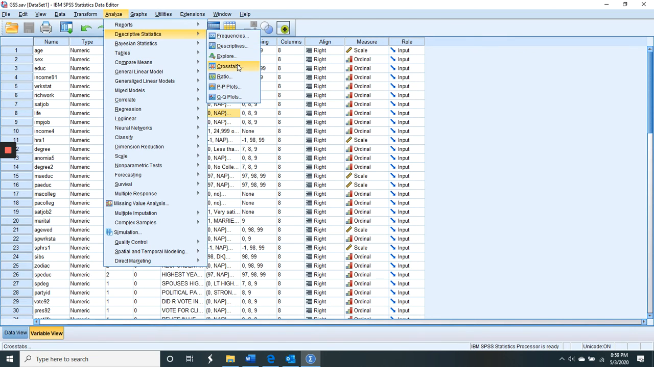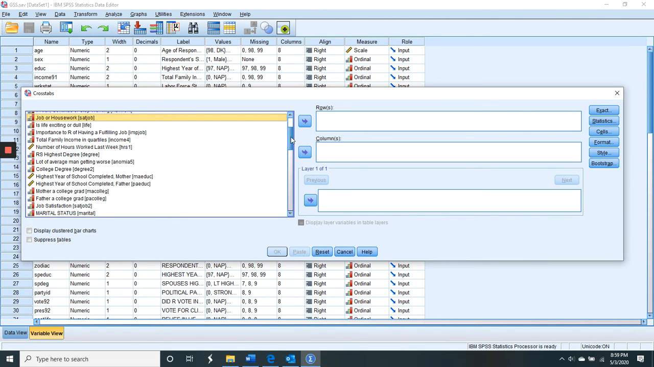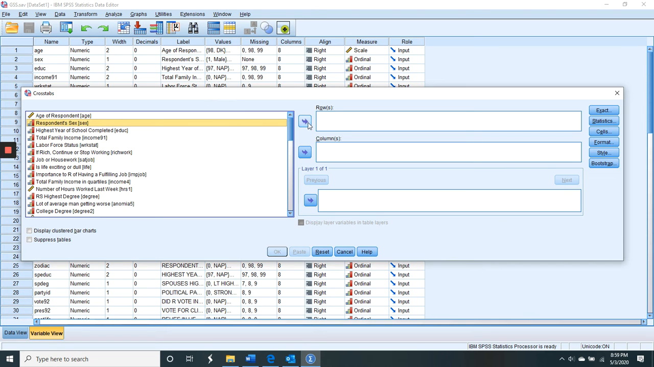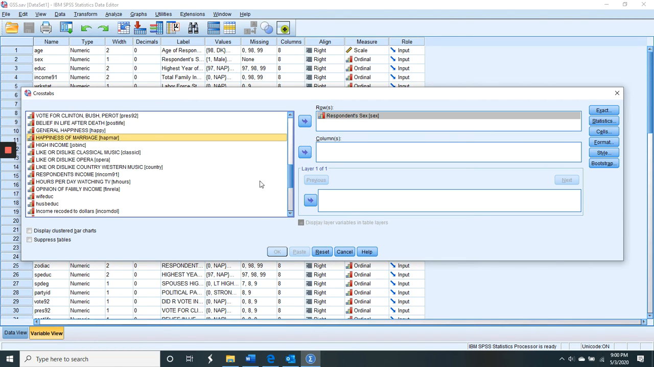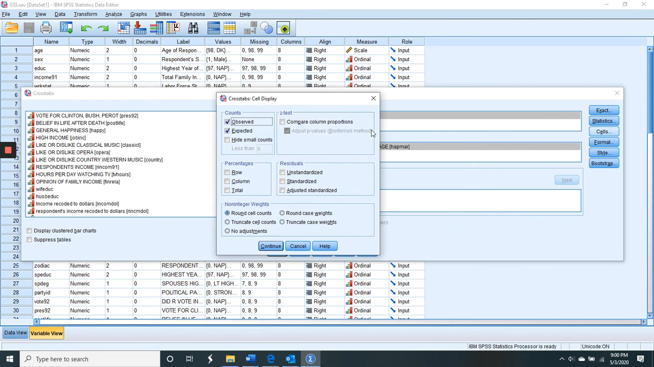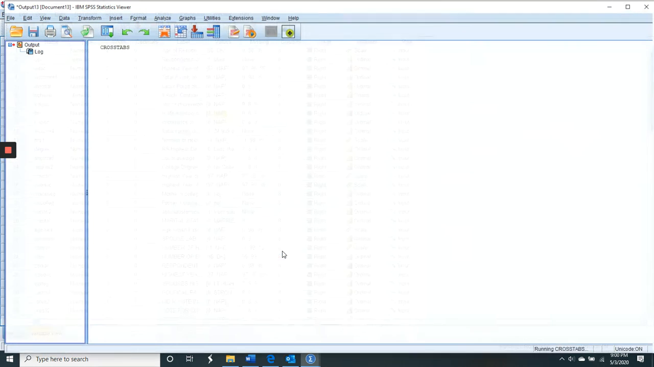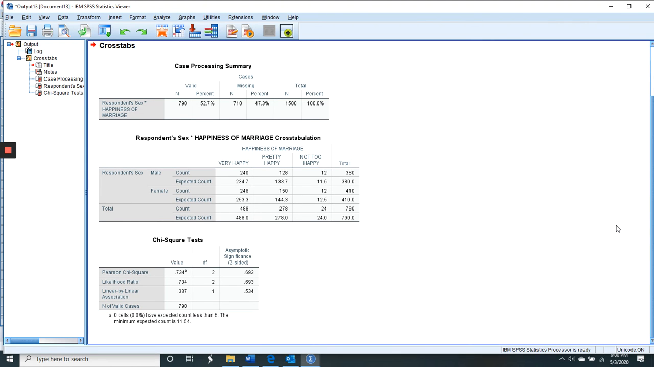So again, analyze, descriptives, crosstabs. And we have sex and happiness of marriage. So we have sex here, and we have happiness of marriage. Sorry about that. There's so many variables in here. Here it is. And again, we've clicked on the chi-square here and the observed and expected frequencies. And then OK.